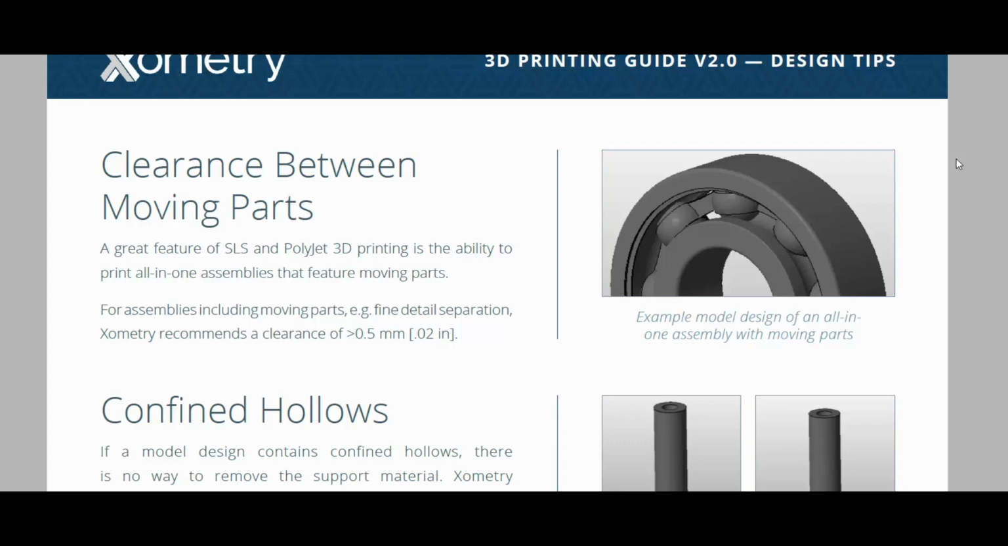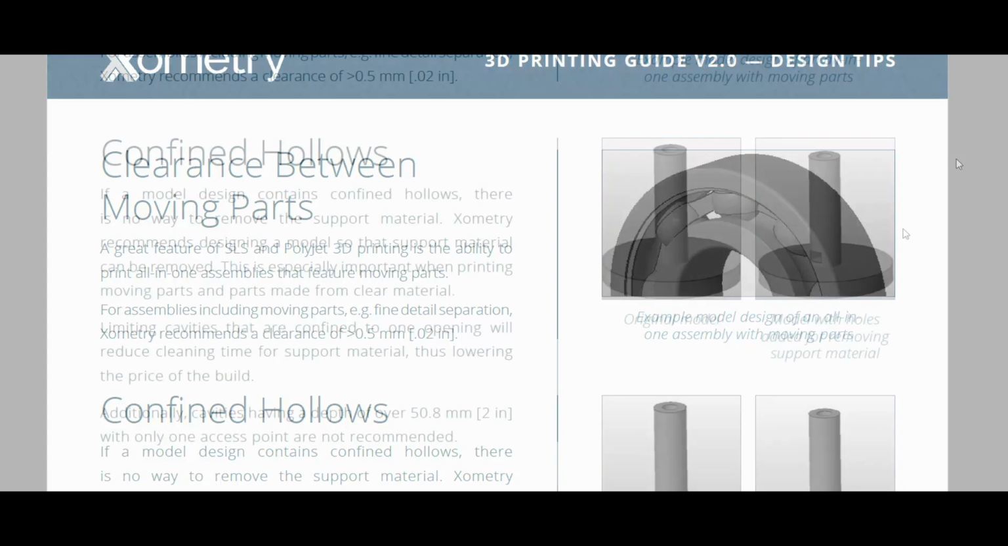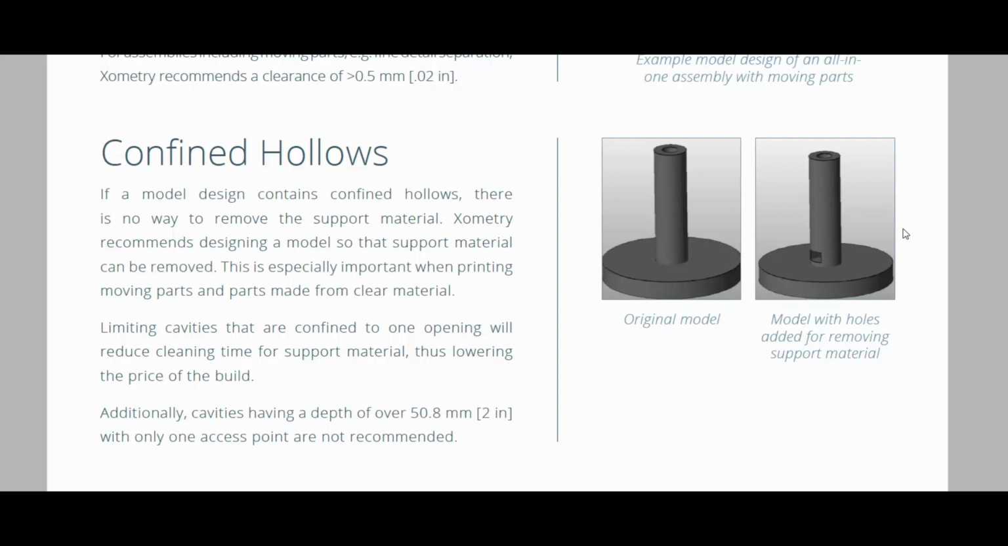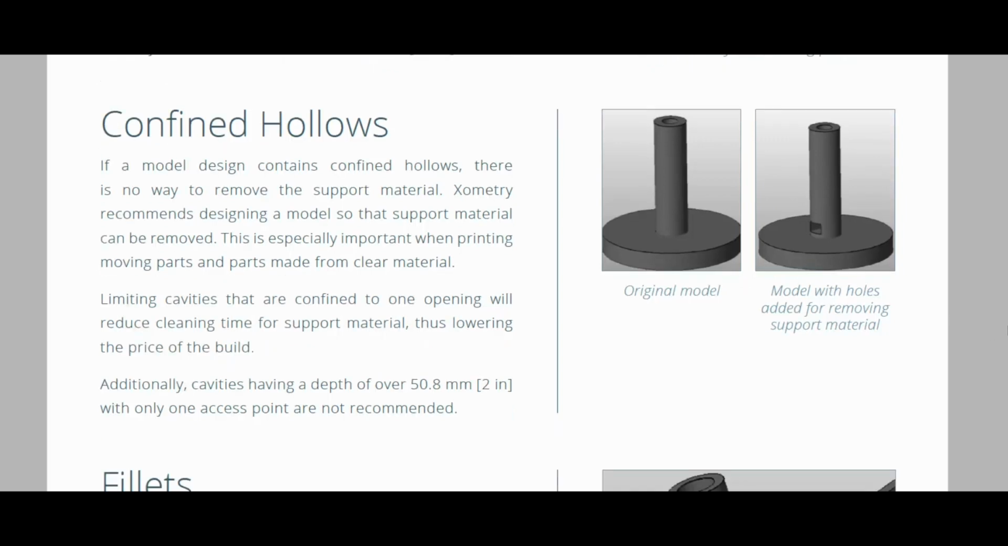For confined hollows, you can use a process like FDM to actually make a less dense infill in your parts. Or if you do have a confined hollow for SLA or for SLS, make sure that you are creating some sort of relief channel so that trapped support material can actually exit through the part.